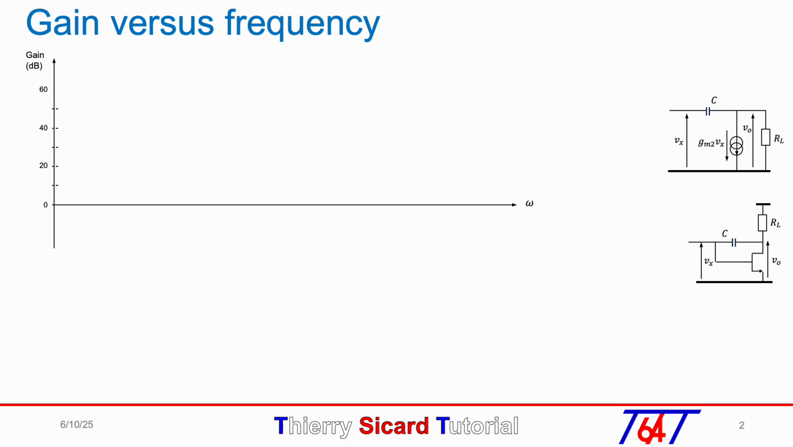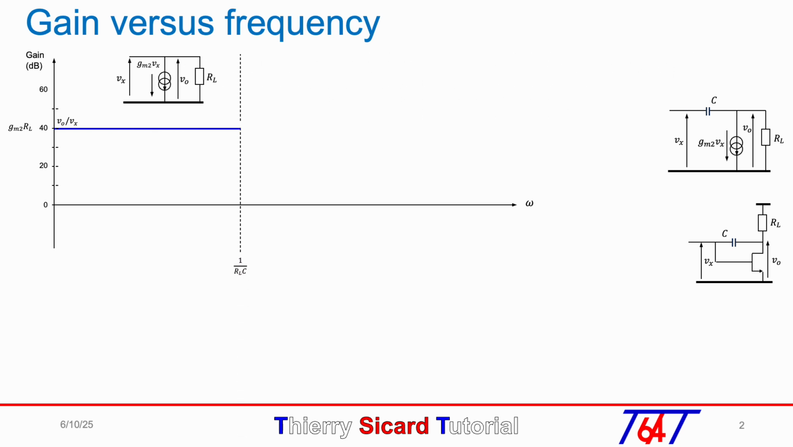To plot the gain versus frequency of this amplifier, we will start with the DC gain equal to GM2 times RL. This DC gain asymptote will stop when the angular frequency is equal to 1 over RLC. A simplified small signal is plotted showing only the resistor RL as a load.